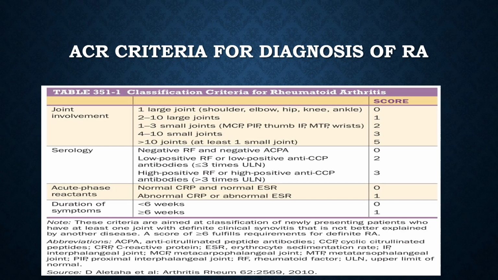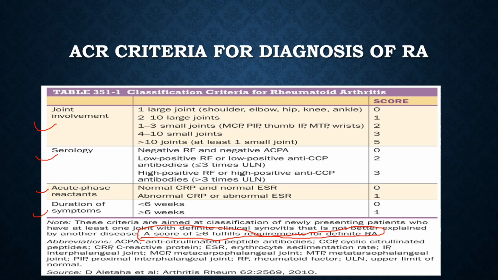Another criteria is the ACR criteria for the diagnosis of rheumatoid arthritis. ACR means American College of Rheumatology, which gives some criteria to diagnose a case of rheumatoid arthritis, which include joint involvement, serology, acute phase reactant and the duration of the symptom. If a score is more than 6, that means a patient is having definitive rheumatoid arthritis.